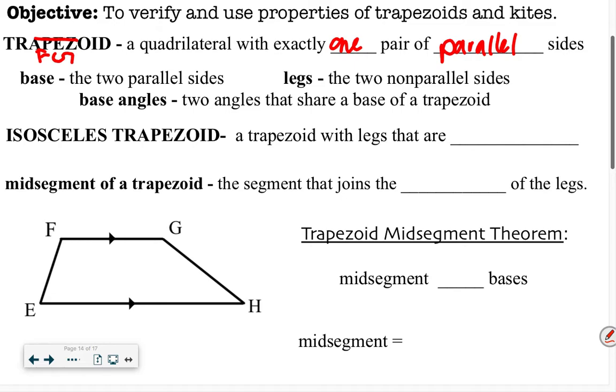So my other side, that's a base. Using this diagram though, these are my bases. What is that first part? That says FG. That's a 5 that's turned sideways. Okay.